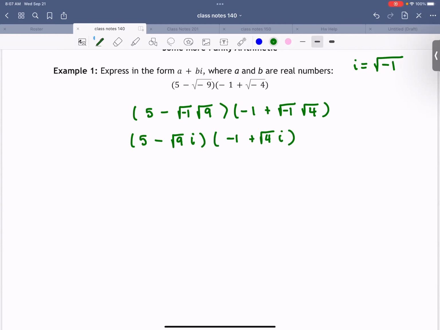Now I can do the multiplication now, but is there anything we can do to make it easier? You can take the square root of 9. Yeah, right. If you go in your calculator and type in the square root of 9, you're going to get 3, right? 5 minus 3i, and then -1 plus 2i.